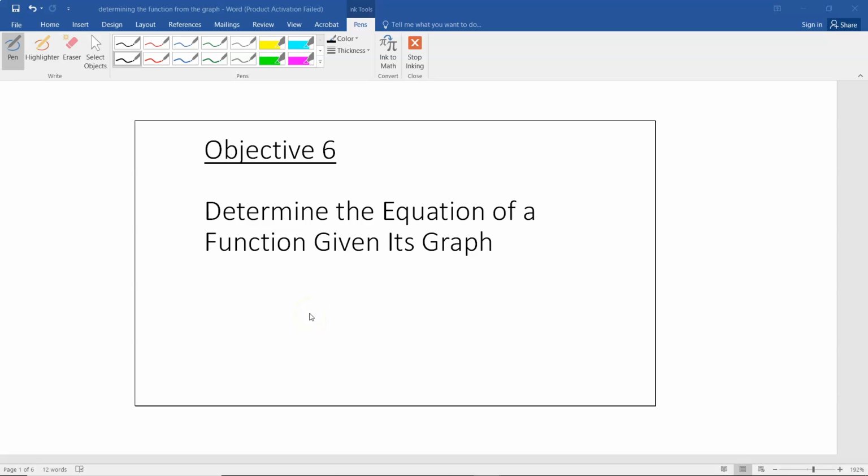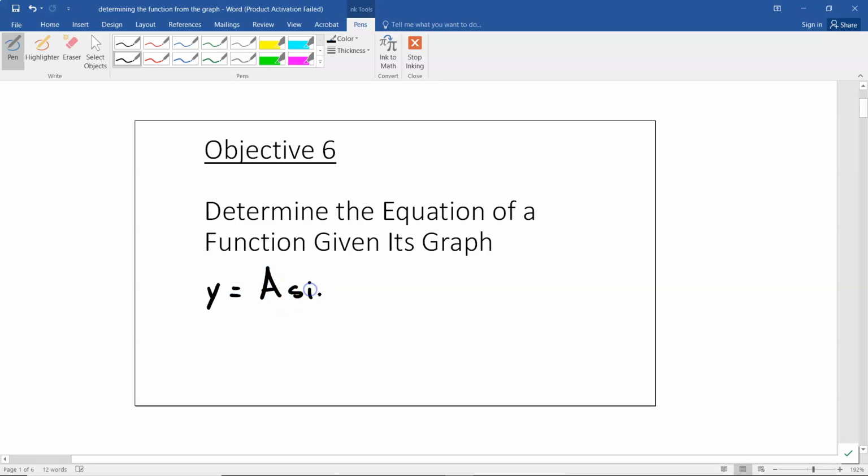Hey class, so I wanted to make a video on 3.5 Objective 6 because I was still receiving questions about how to do certain things. So in Objective 6, we want to determine the equation of a function given its graph. And remember that in this section, we're mainly talking about functions of this form.